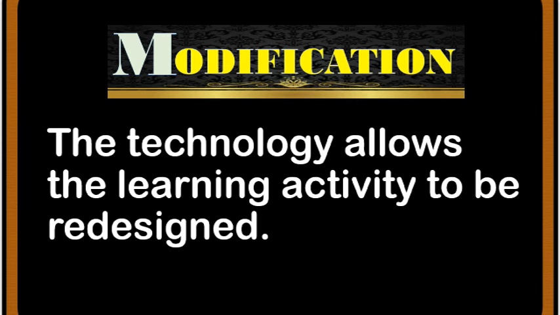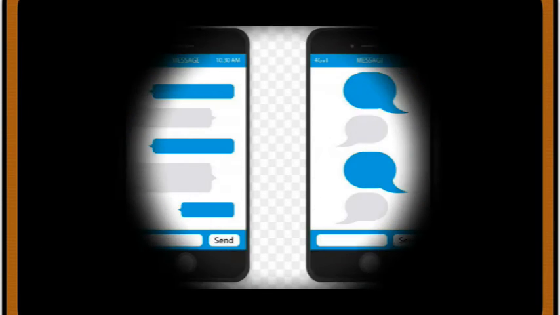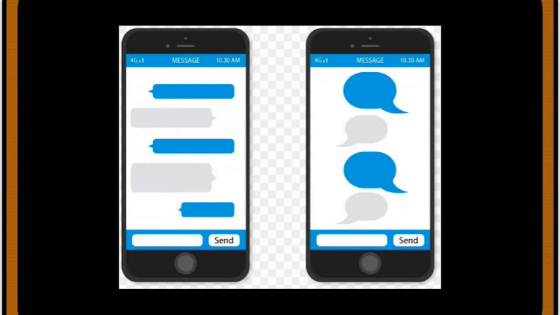The next is modification. In modification, the technology allows the learning activity to be redesigned. Hughes in 2013 asserts that it is in modification and redefinition that the true potential of technology-assisted learning is fully realized. It is at the modification and redefinition levels that learning is transformed. One of the examples is the use of mobile devices.